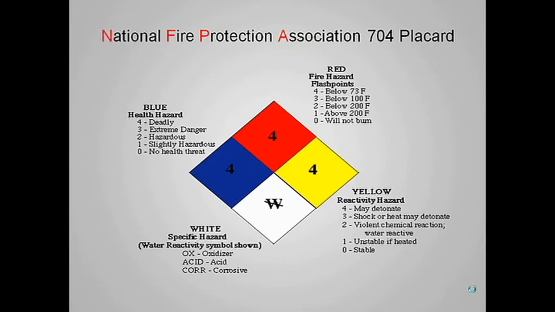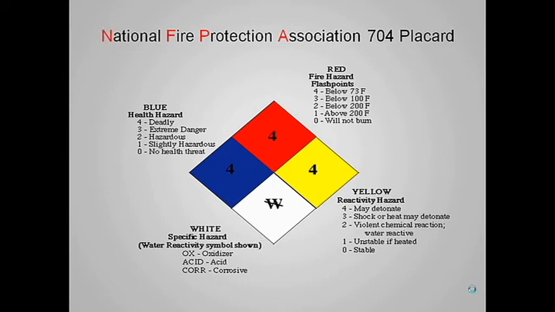Here's your NFPA 704 placard. This is a method of identifying certain hazards, and you can see how it's broken down here. The red is associated with fire hazards and flash points. The higher the number, the worse the hazard. So with red, fire hazard, 4 is flammable, below 73 Fahrenheit. Then 3 is below 100 degrees. 2 is below 200. 1 is above 200, and 0 will not burn. So these are your flash points when you're dealing with these certain temperatures.